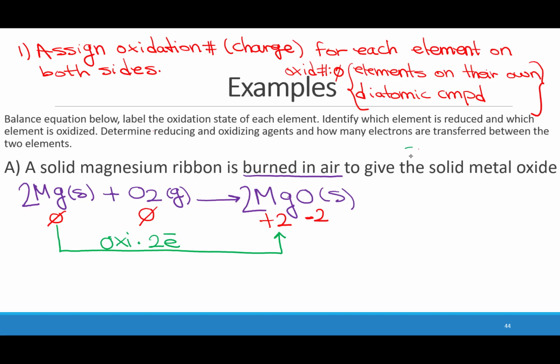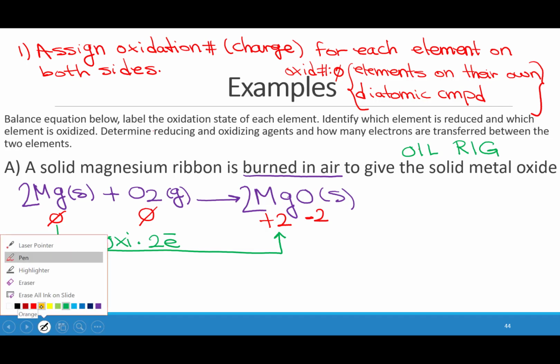Remember OIL RIG? Oxidation is loss of electrons. Magnesium went from 0 charge to +2 charge. It lost 2 electrons. That means it's oxidized. Now let's look at oxygen.